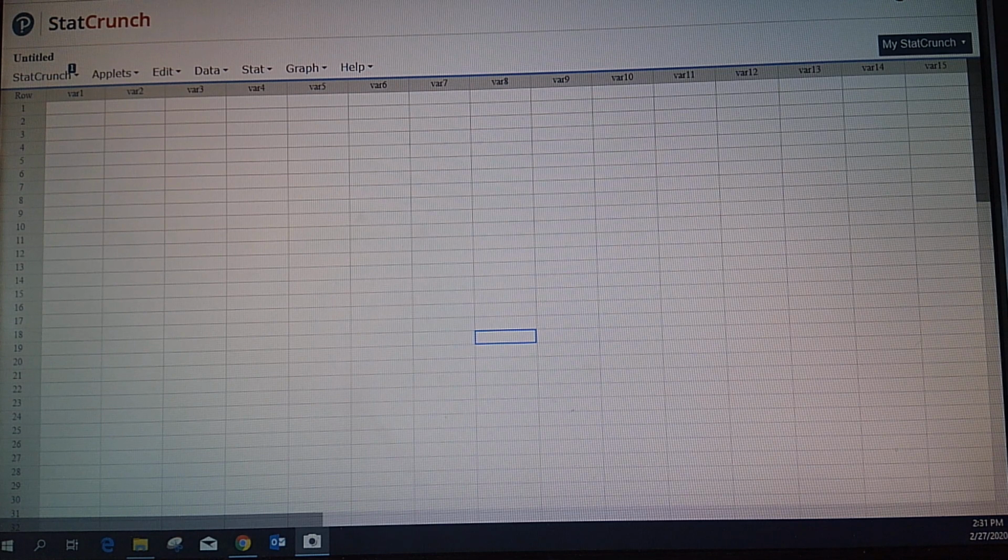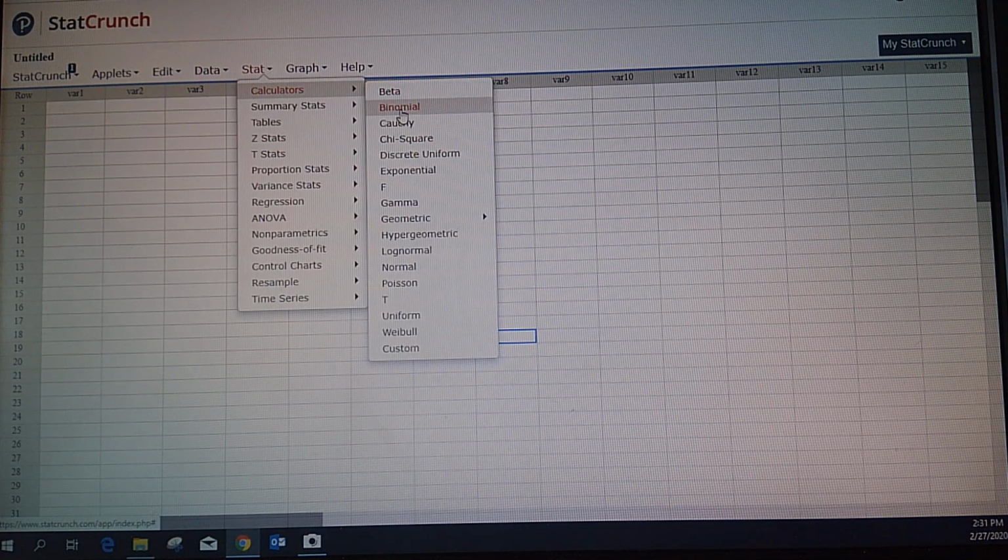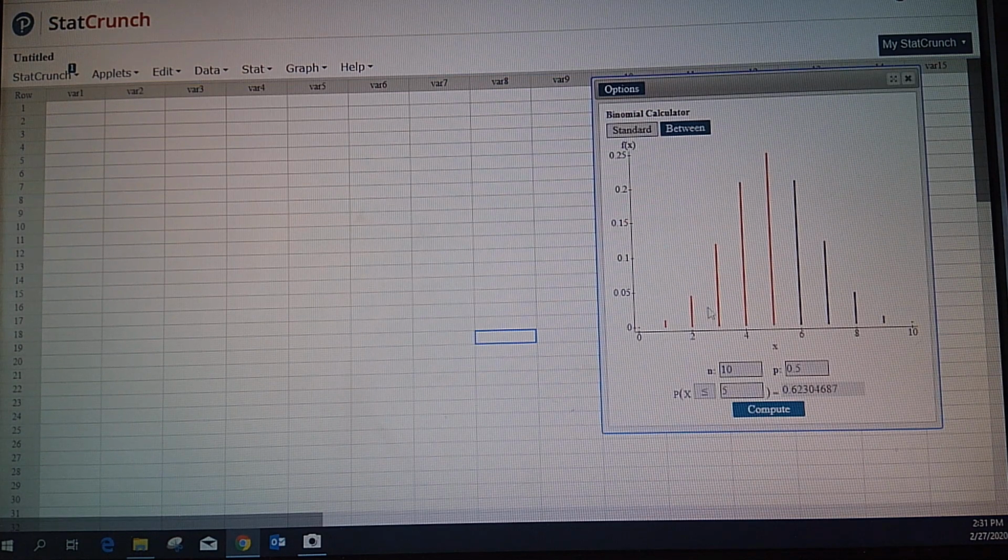Okay, so now we're going to do the three examples back in StatCrunch. So the first one said we have an n of 10, probability of success of 0.4, and we want 3 successes. So we're going to go up to Stat. We're going to use the Binomial Calculator. All we have to do is enter in this data. This is going to look very similar to the discrete probability distribution we used before, but now instead of it automatically calculating what n and p is, you have to enter it in.